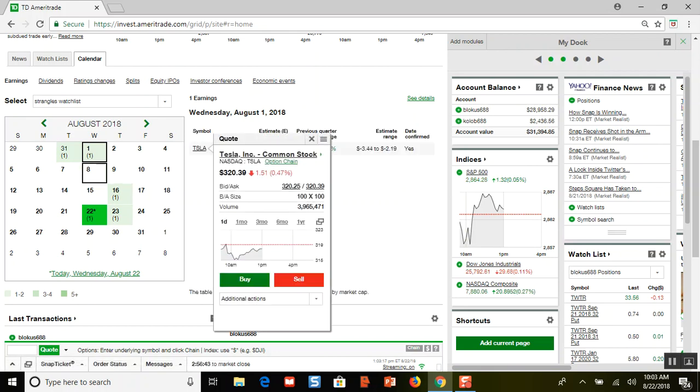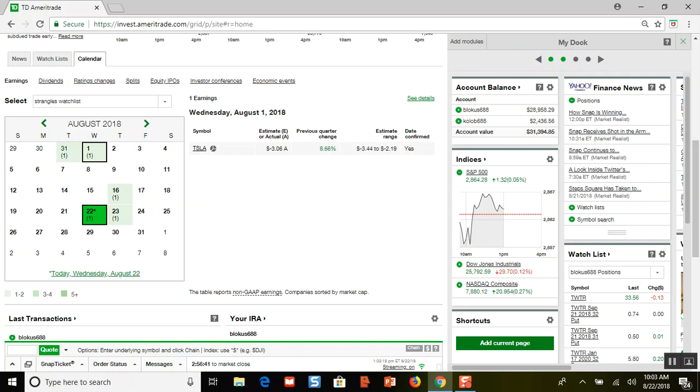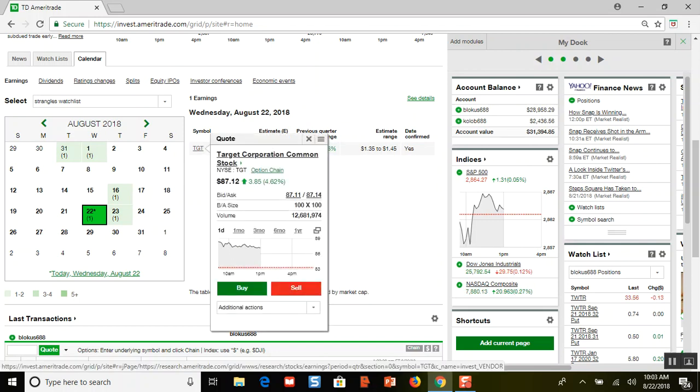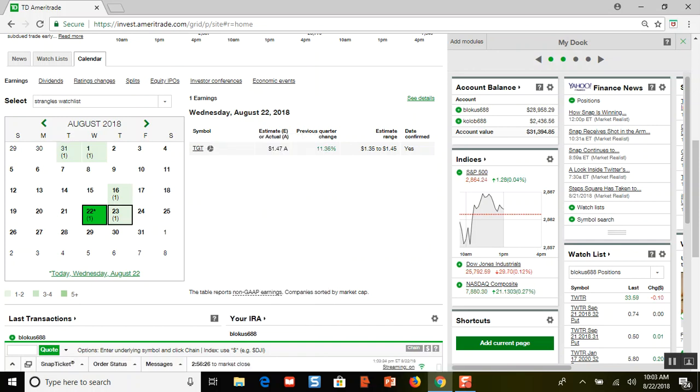So today's the 22nd. What earnings is today? Target. So Target came out, and let's take a look at what Target did today. It went up 4.62%. So you might have made some money if you did a strangle. But let's see what's tomorrow. Alibaba.